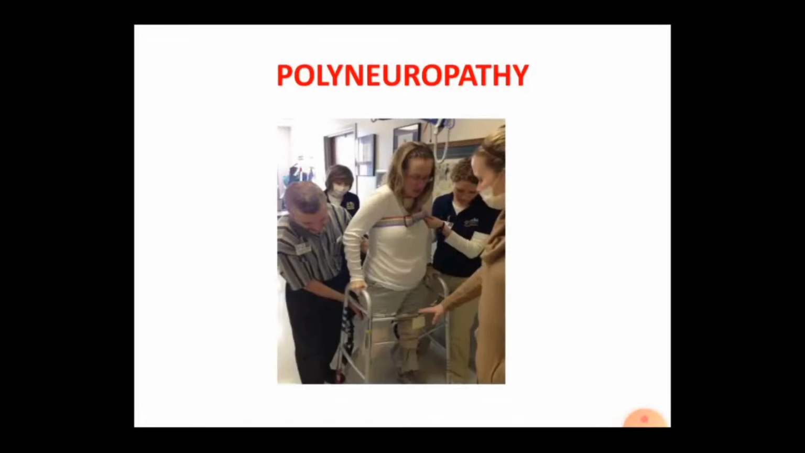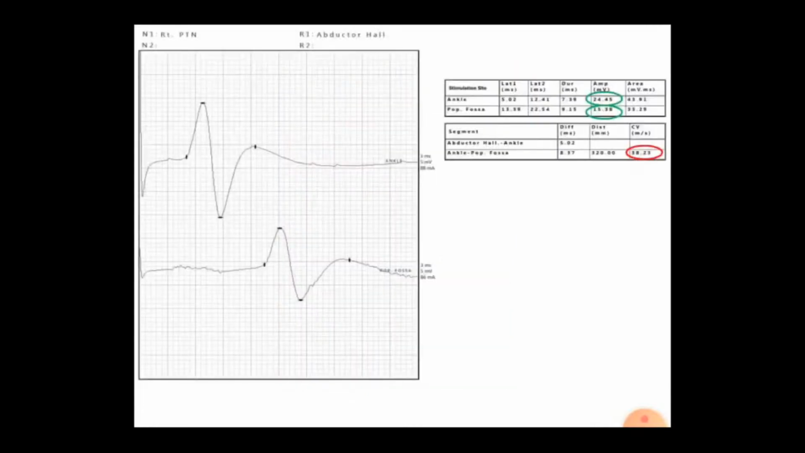So multiple nerves will be affected, like in case of diabetic polyneuropathy, alcoholic polyneuropathy, and Guillain-Barré syndrome. All these are examples of polyneuropathy. Here you can see the report of the posterior tibial nerve, recorded from abductor hallucis muscle by stimulation at the ankle and popliteal fossa. The amplitudes are normal, so they are marked with green color, but velocity is reduced, so that is marked with red color.